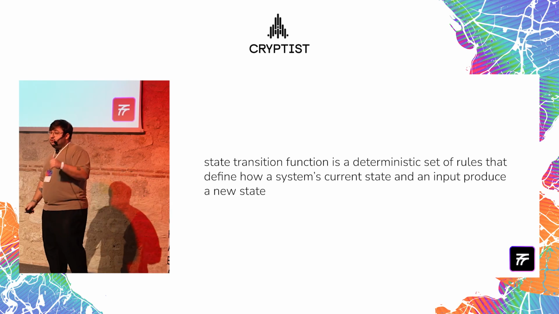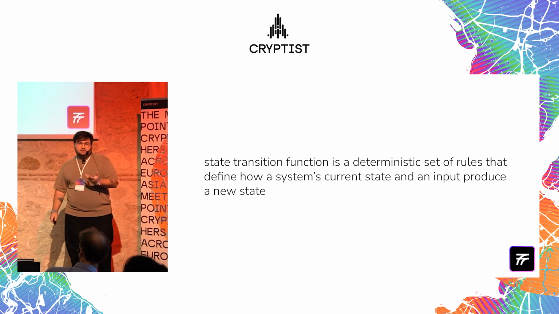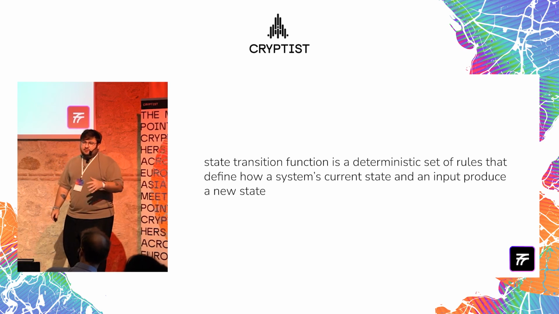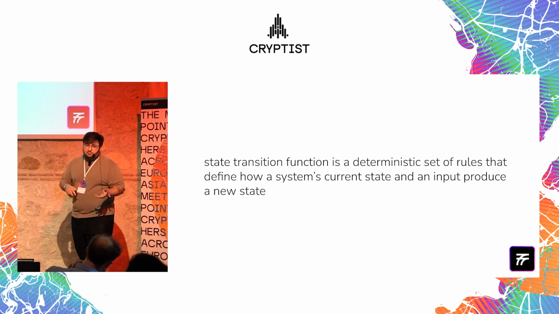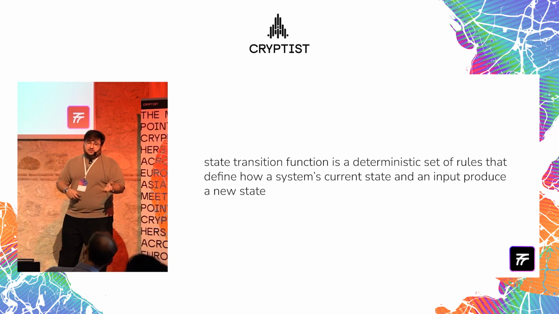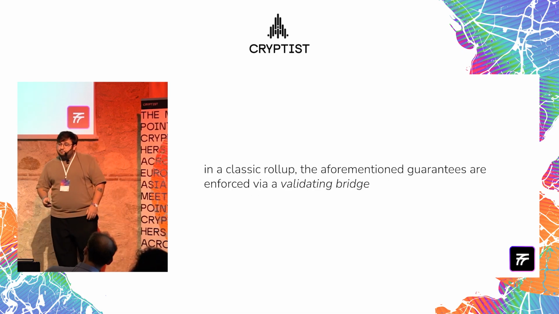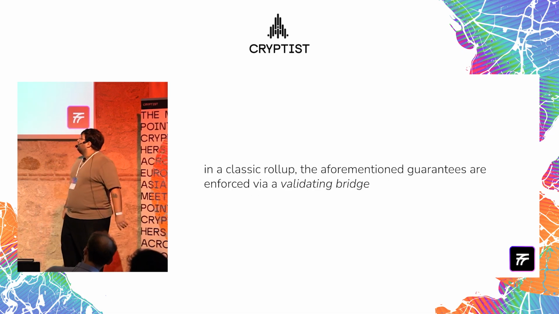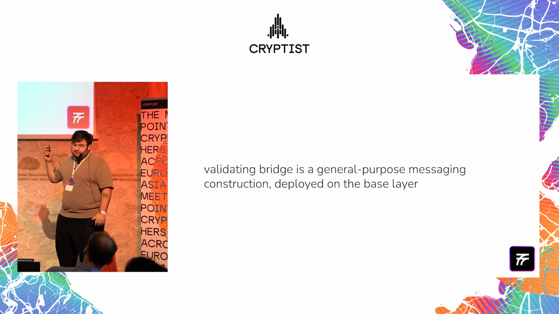And as I mentioned, the term is state transition function. State transition function means that there is some deterministic set of rules that define how the system mutates the state based on the current state and the input that you provide. So in case of standard blockchains, the input would be the transaction that is being processed. And in a classic rollup, the guarantees are enforced via the validating bridge. So you need a validating bridge to enforce those guarantees.